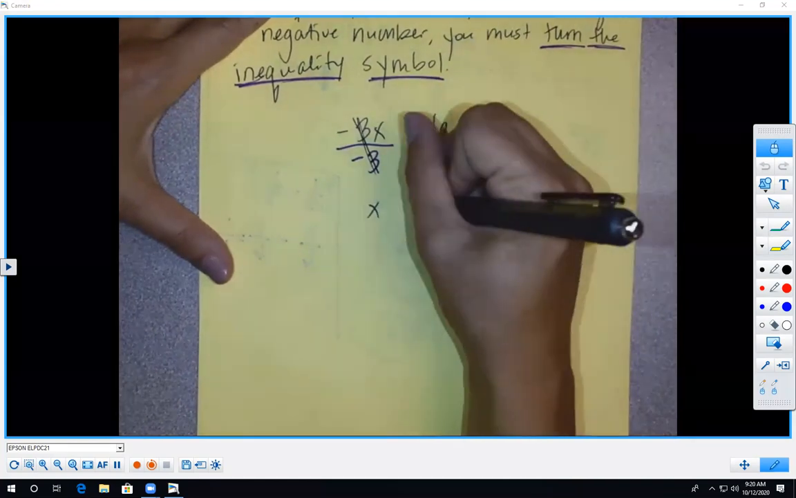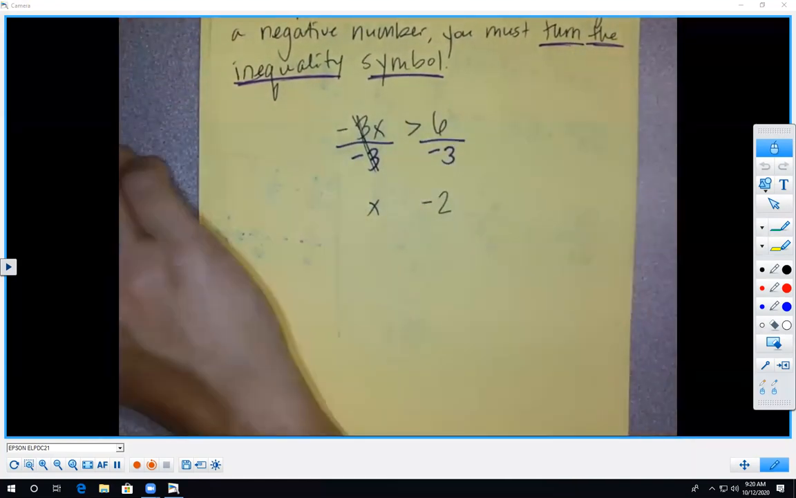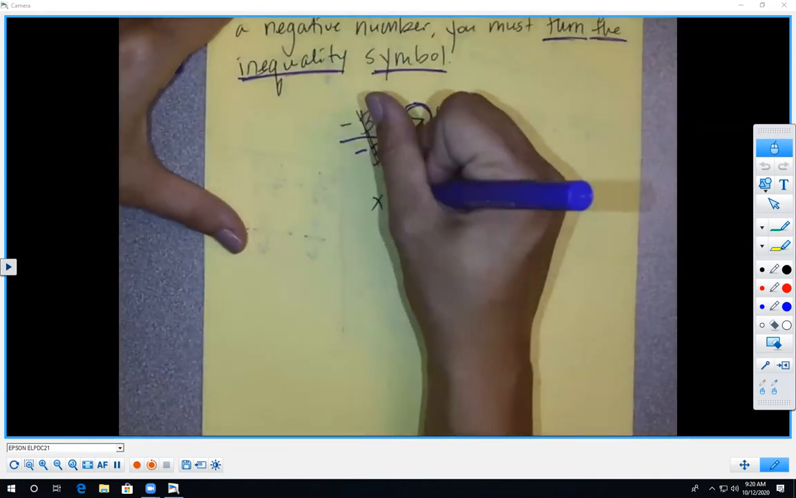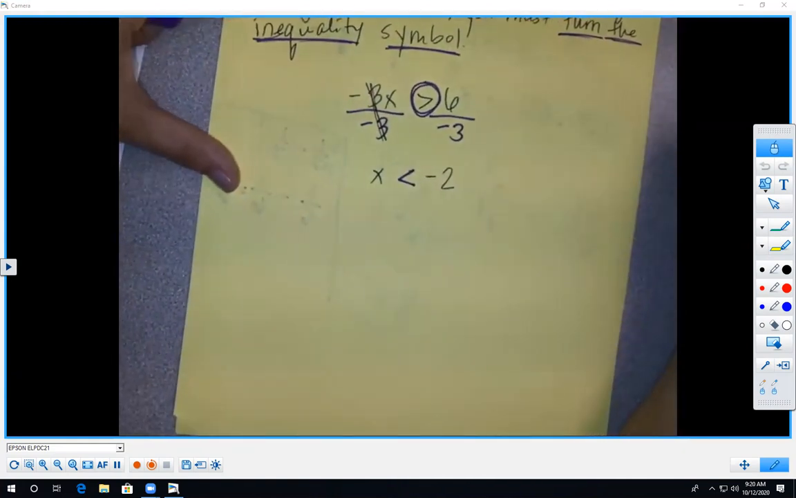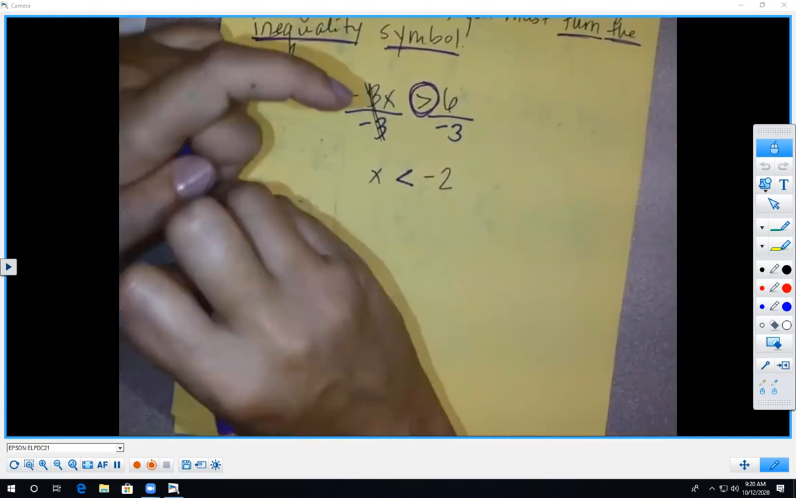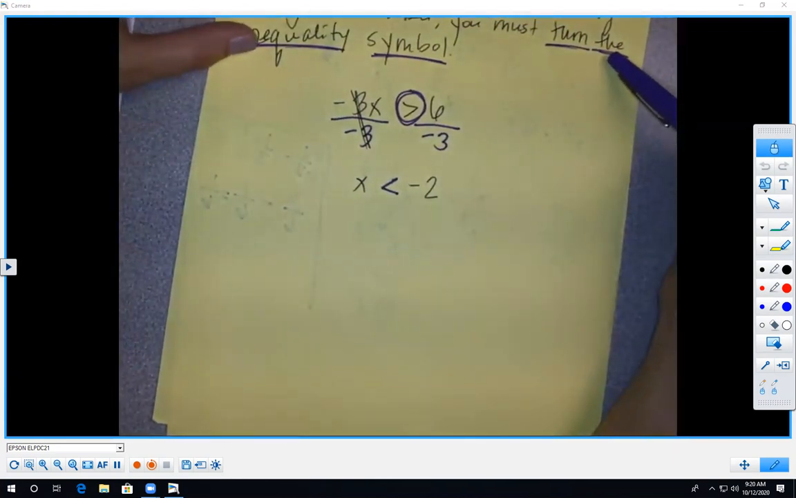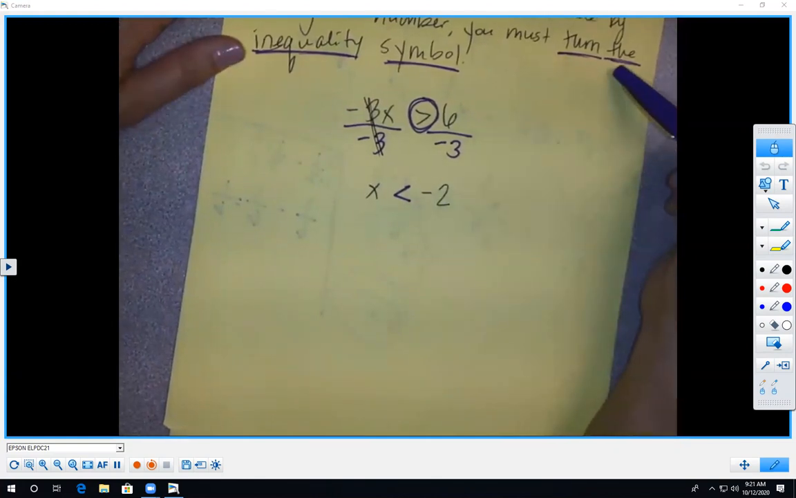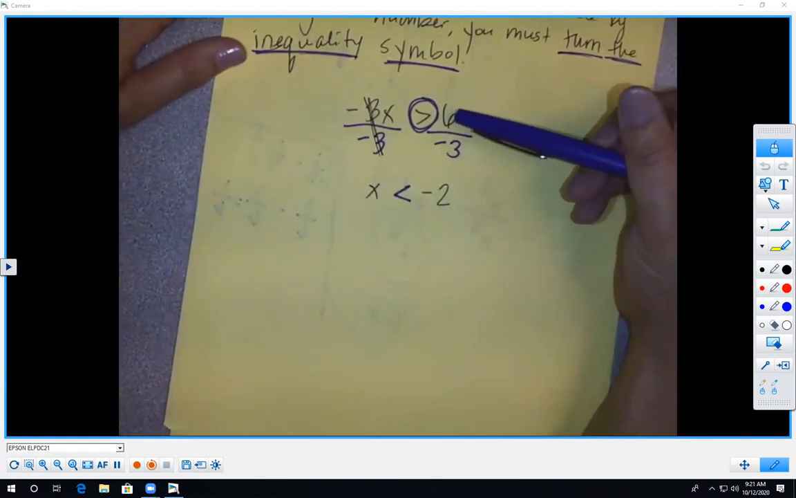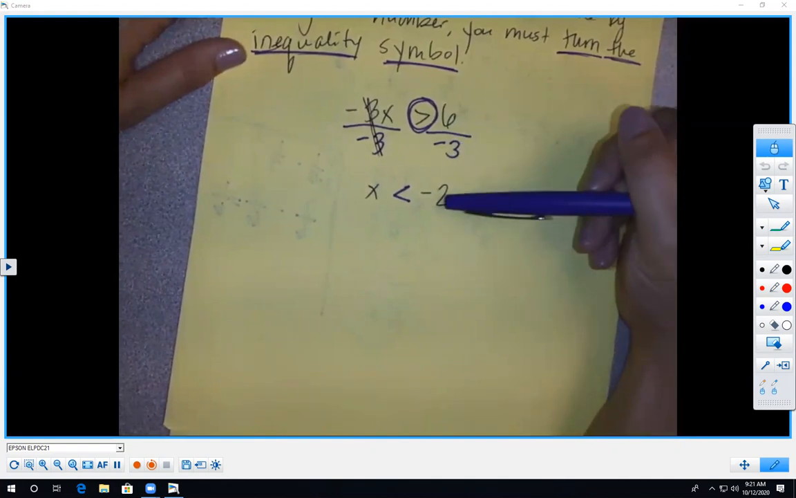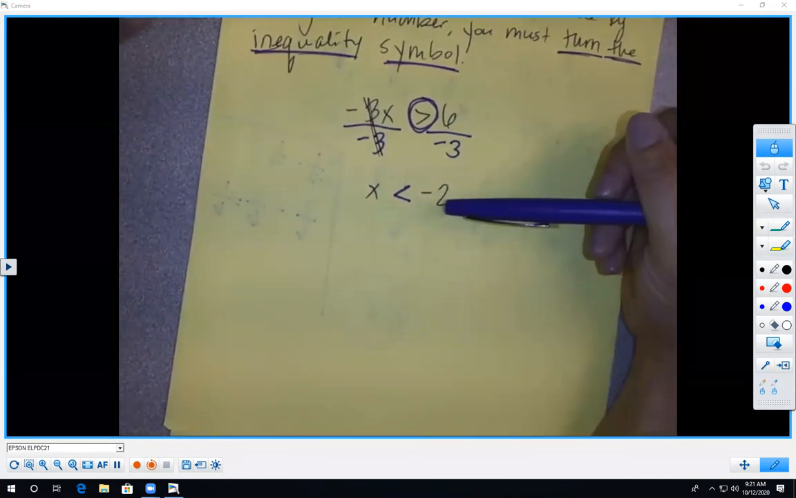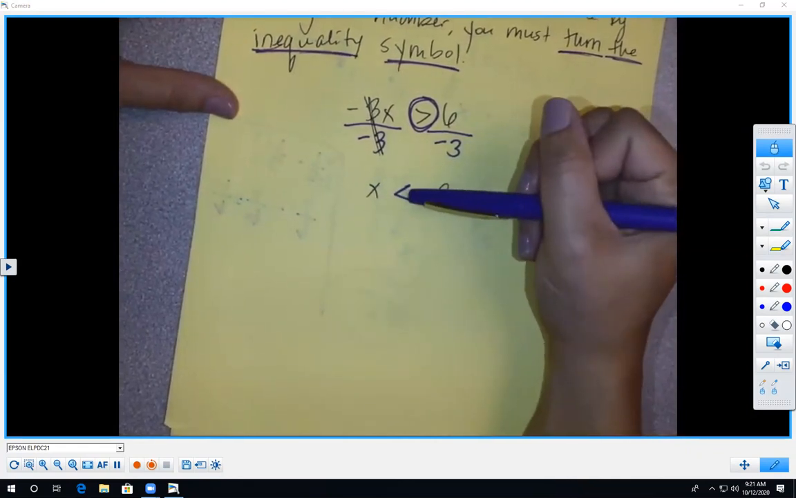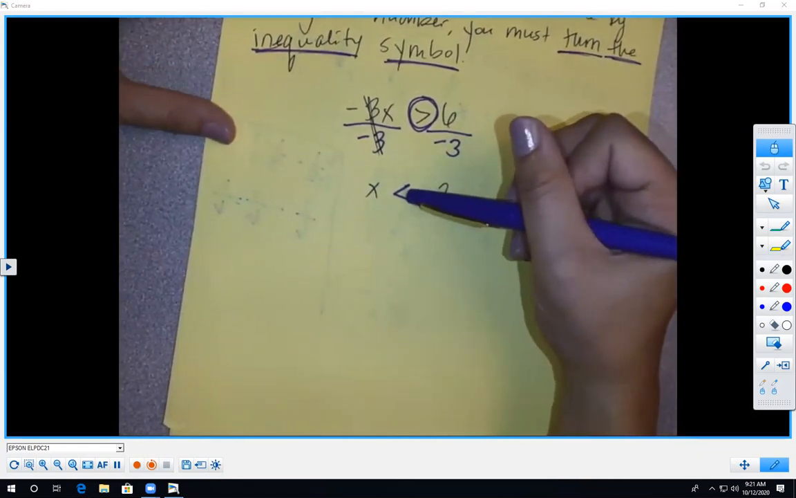Negative 2. Okay, the whole idea of turning the inequality symbol, this greater than sign, it needs to go the other direction. It needs to turn to less than. A lot of people say flip the sign, and the reason why I don't like saying flip the sign, that's technically correct. We did flip that sign. The problem with flip the sign is a lot of people think flip the sign means turn this 6 divided by negative 3, it becomes a negative, which it does, but we also need to turn the inequality symbol. So make sure that you're turning this less than or greater than sign around, okay?